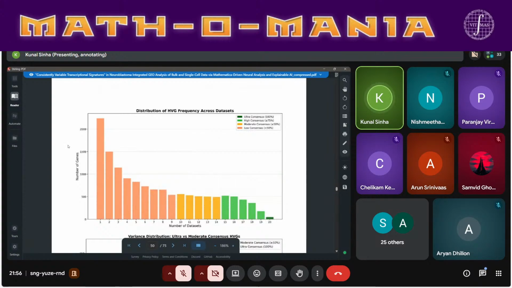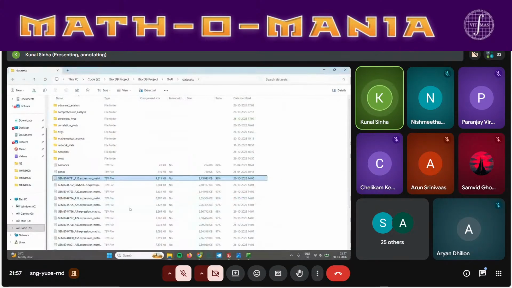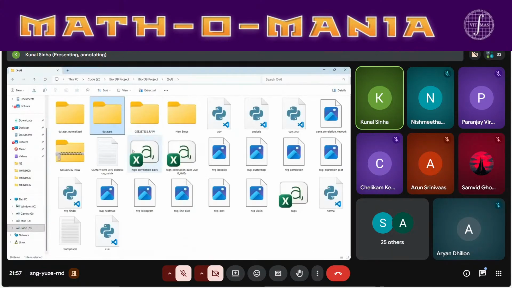And this is the distribution of HVG frequencies. There were a lot of genes present in only one dataset, then a bit fewer in two. As you increase the number of datasets, the number of genes keeps falling lower and lower. As you can see, the least number of genes are in 28 datasets. And we have the list here actually. I'll just show you now.